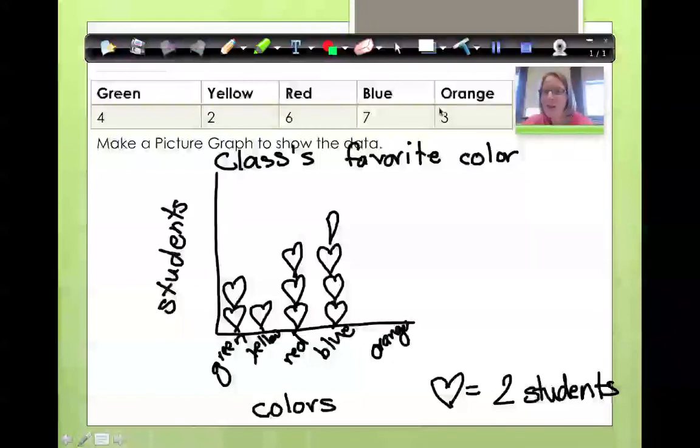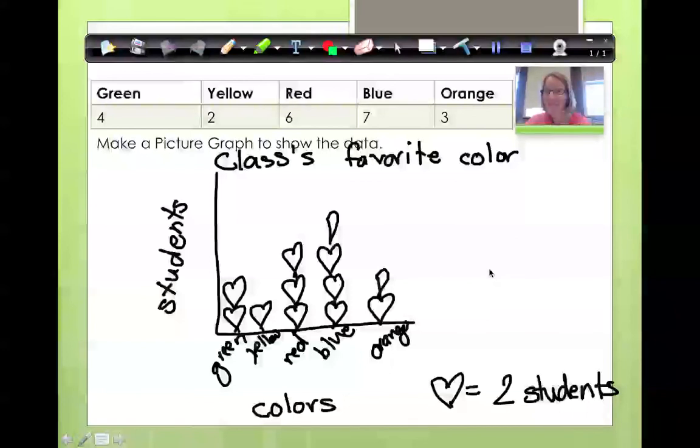Ooh, now we have 3 students. I see that we're going to have to do another half of a heart. So how many hearts am I going to do? Well, I know I need to do 1 heart for 2 students. There's 2 students. Now I have to get to 3. So I'm going to do half a heart.